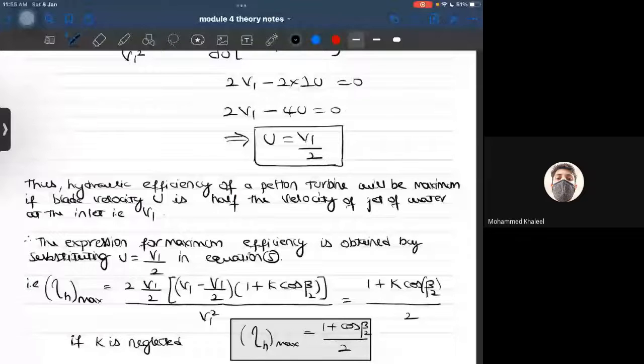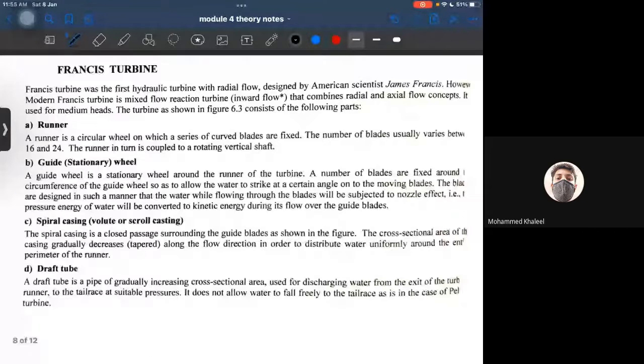We shall just see the constructional features of Francis and Kaplan turbine. That is enough for Francis and Kaplan. No derivations in case of Francis and Kaplan. So Francis turbine was the first hydraulic turbine with the radial flow design.